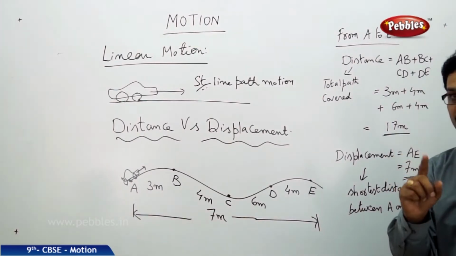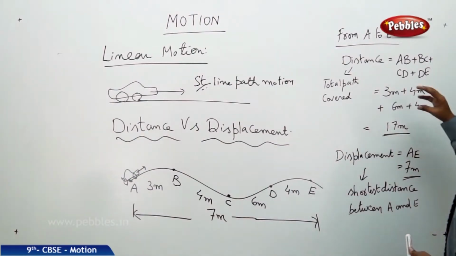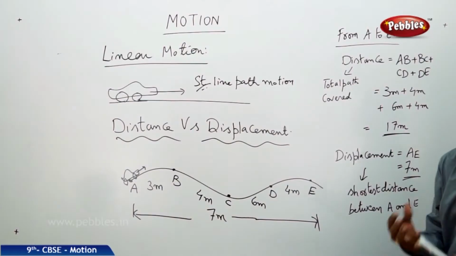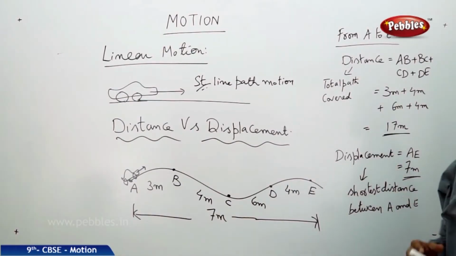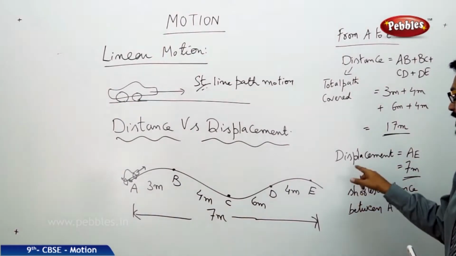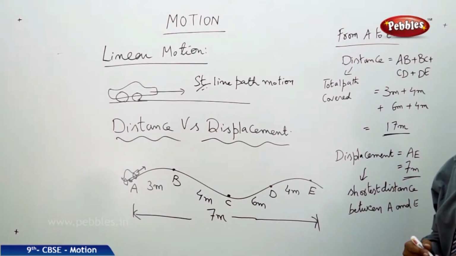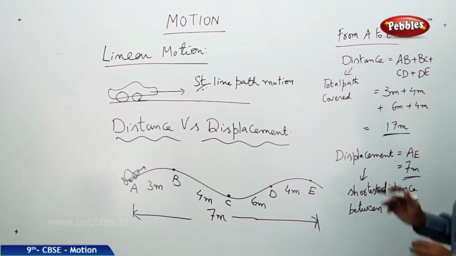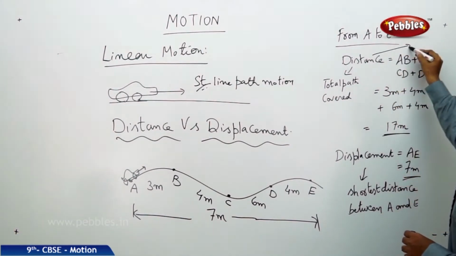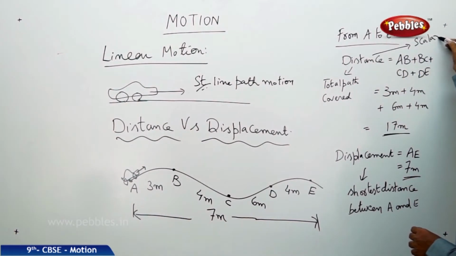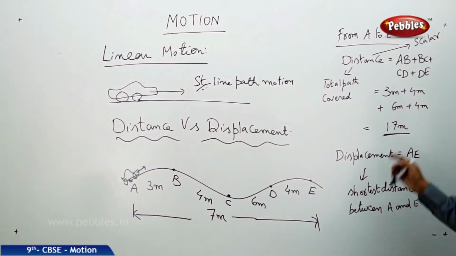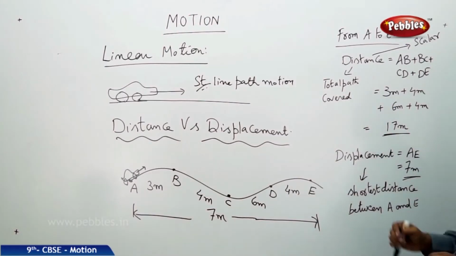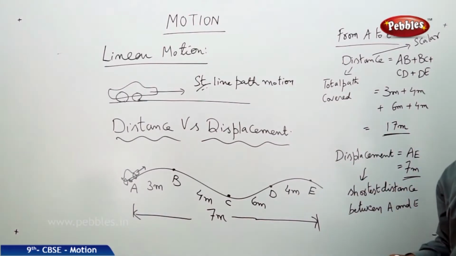Okay, one more piece of information. Distance you got is 17 meters, displacement is 7 meters. The one more piece of information is that distance is a scalar, displacement is a vector. Scalar means it has only magnitude. Remember, so distance is a scalar, only magnitude. Magnitude means number. So 17 is the number. It's only having magnitude. Displacement is a vector.